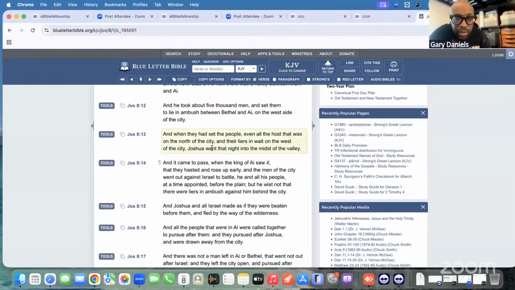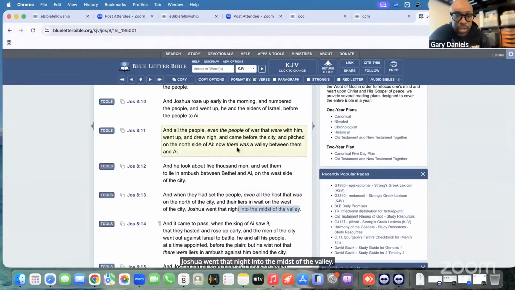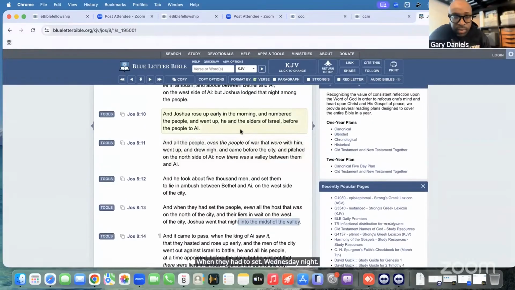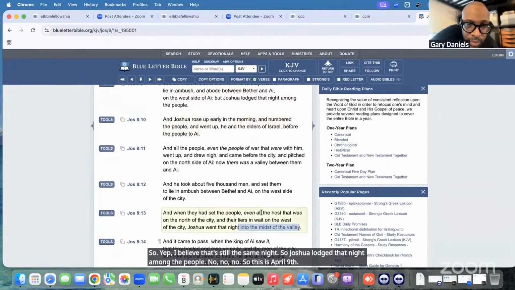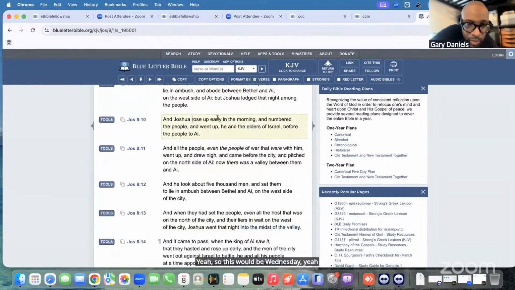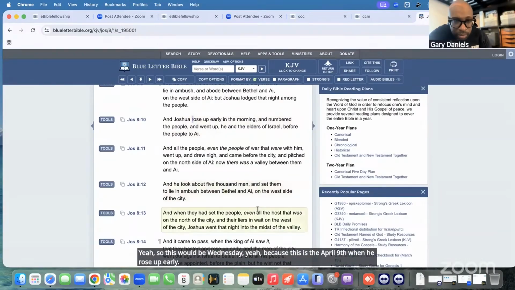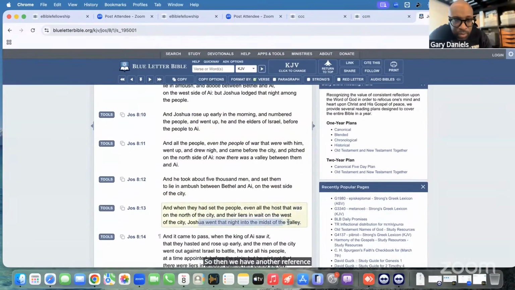When they had the second, Joshua went that night into the midst of the valley. So, Wednesday night. Yep, I believe that's still the same night. So Joshua lodged that night among the people. No, no, no. So this is April 9th. Yeah, so this would be Wednesday. Yeah, because this is April 9th when he rose up early. Right. So then we have another reference. Joshua went that night in the midst of the valley. So that would be Wednesday.